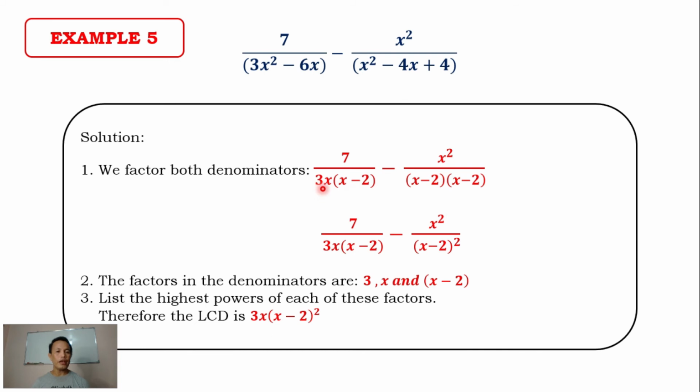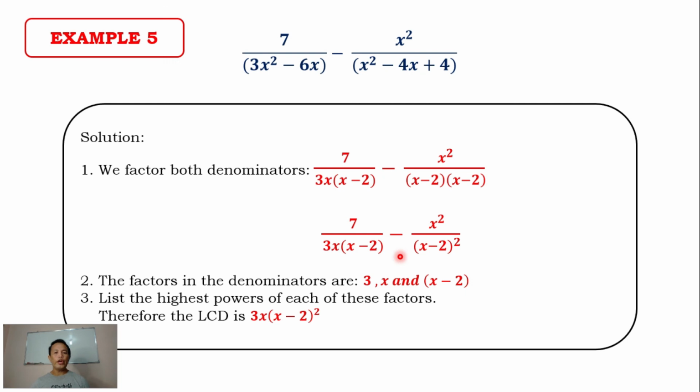When we multiply 3x times x minus 2, we distribute 3x times x, which is 3x squared. Then 3x times negative 2 is negative 6x. So that's why the factors of this binomial are 3x times x minus 2. Now for the second denominator, x squared minus 4x plus 4, since this is considered a perfect square trinomial, we can factor this out, and the factors are x minus 2 times x minus 2. We have the same factors because this is a perfect square trinomial.